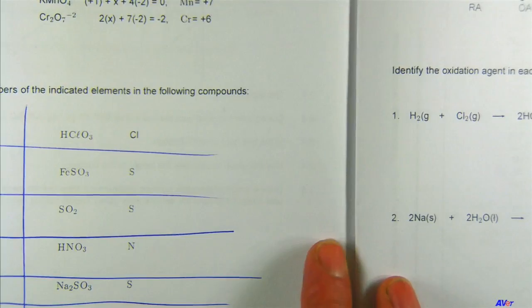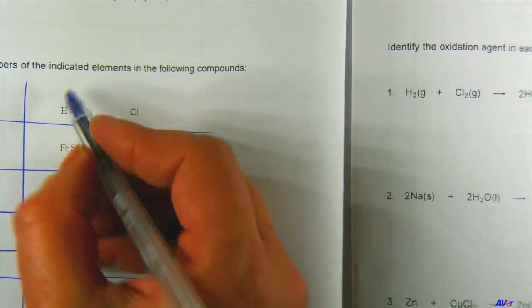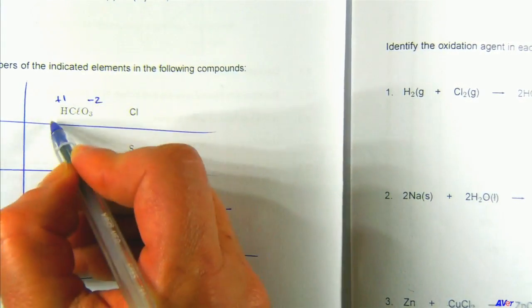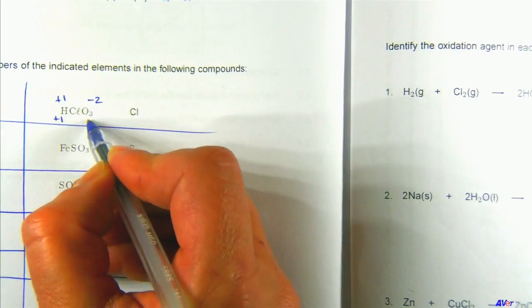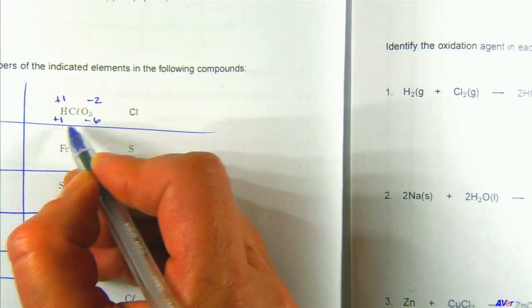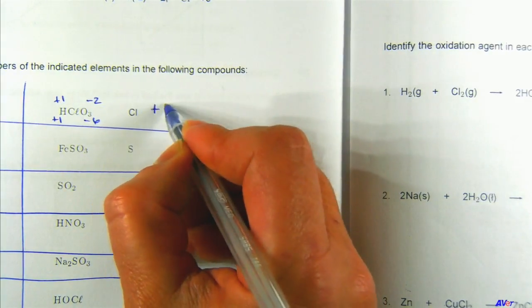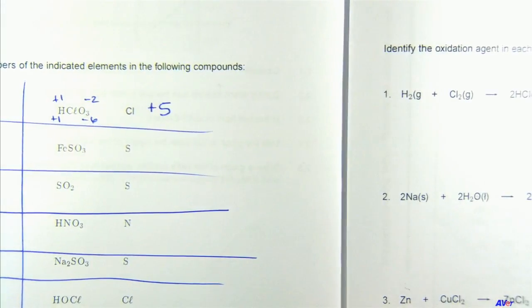Right, we're going to the right-hand side. Hydrogen is +1. Oxygen, -2. So we've got a +1 over there. We've got -6 over there for the total. So we're looking at -5. So that chlorine should be a +5.